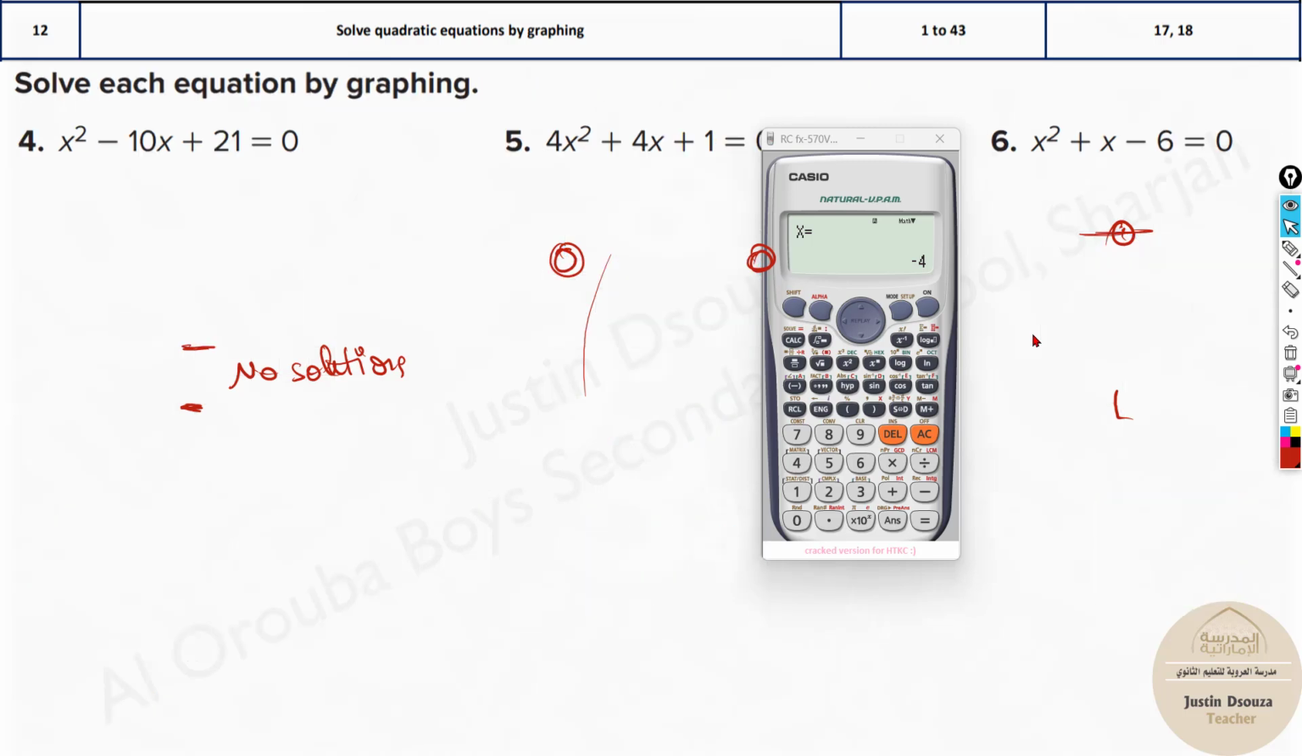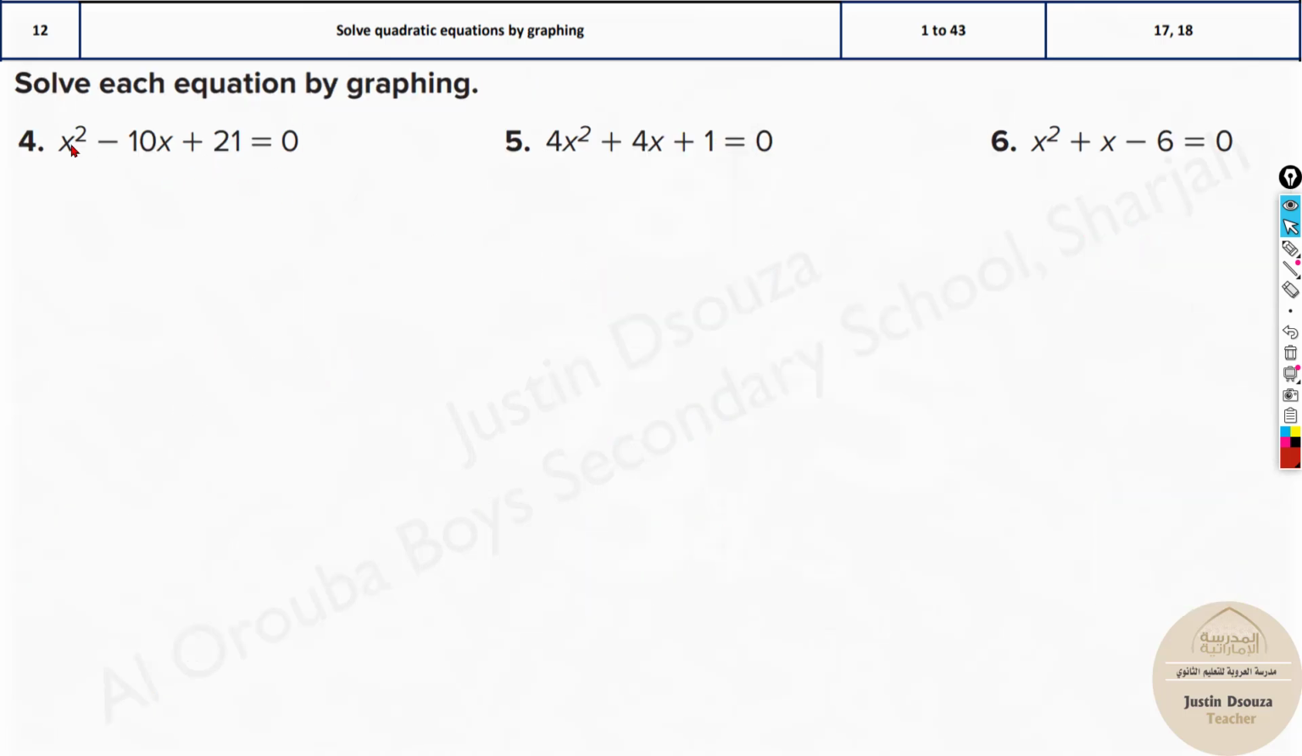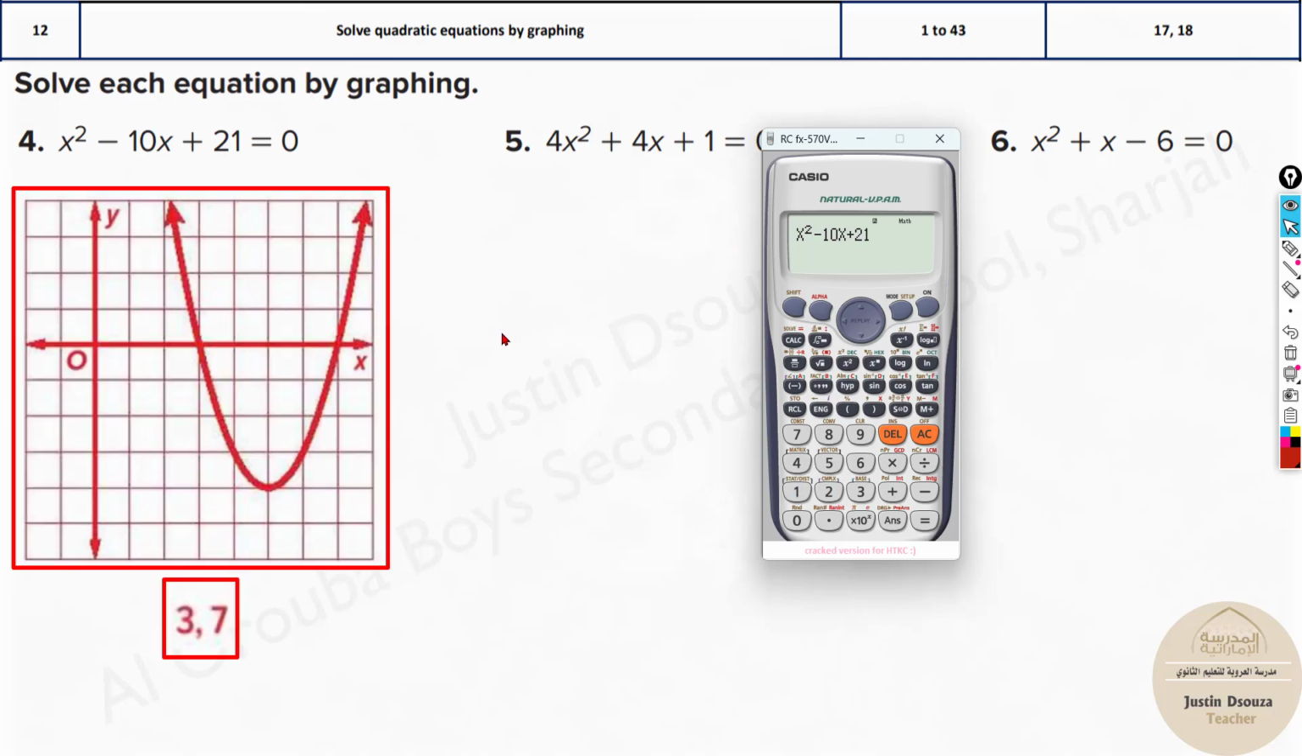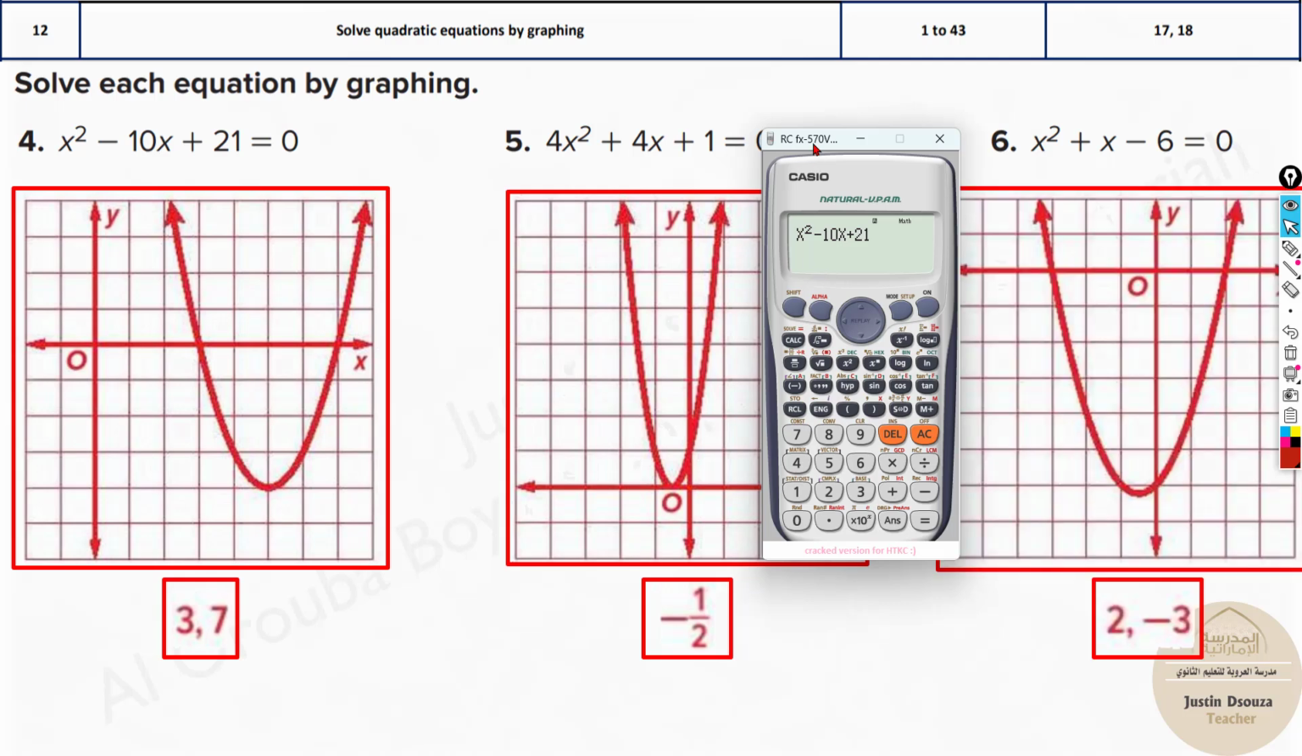Let's look into other problems. Here now they're asking us to graph these equations. So I will tell you a shortcut method in the calculator. All you need to do is type this equation out: alpha x squared minus 10 alpha x plus 21. And now look into all the four options. You will have many different options, right?